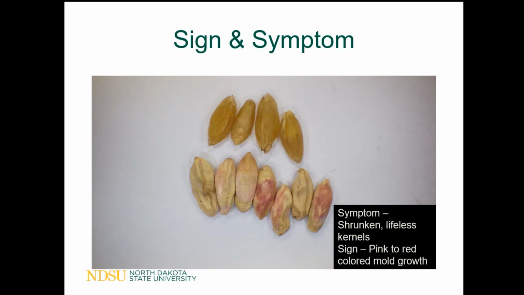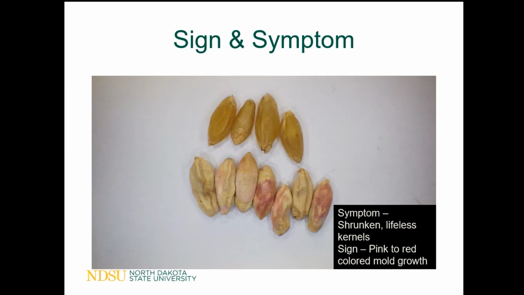So in a plant, however it's reacting to that infection or that disease, that's its symptom. So in this case, these kernels are shrunken. Okay, so that's your symptom. That's what the plant is saying. This is out of the ordinary. I am not healthy, so this is how I'm going to react. A sign is whatever you can see, that evidence of that disease, bacteria, fungus, whatever the case may be. So that is going to be your mold.